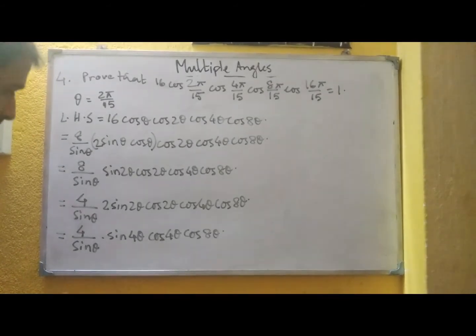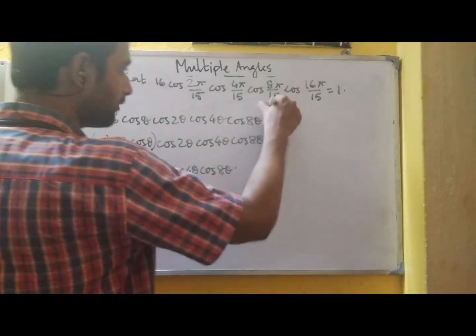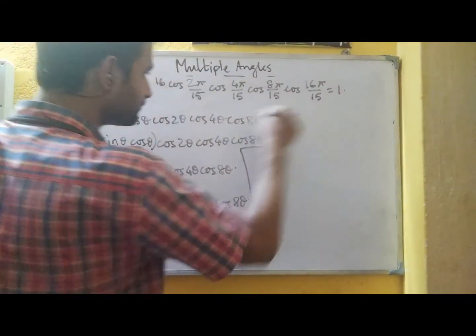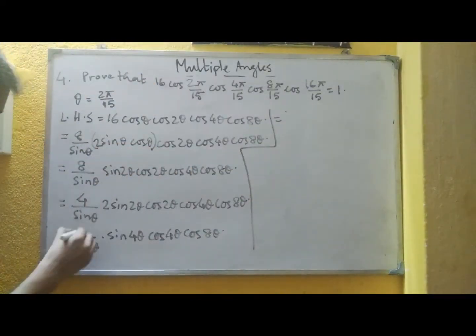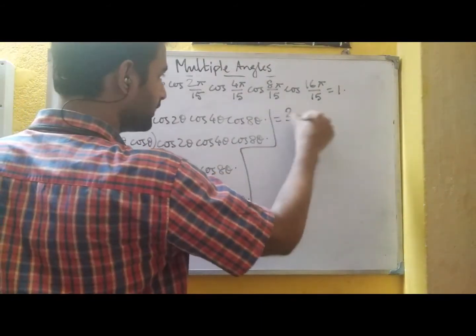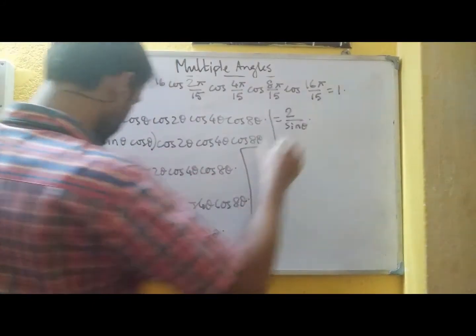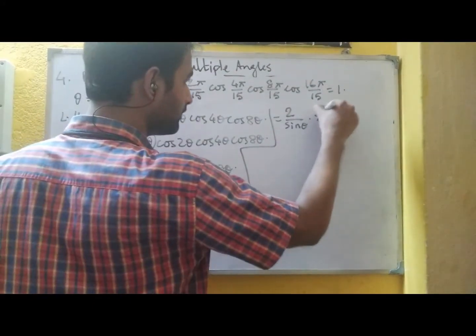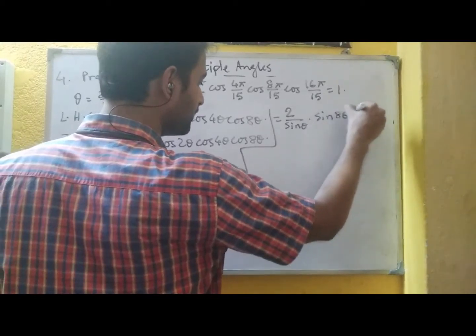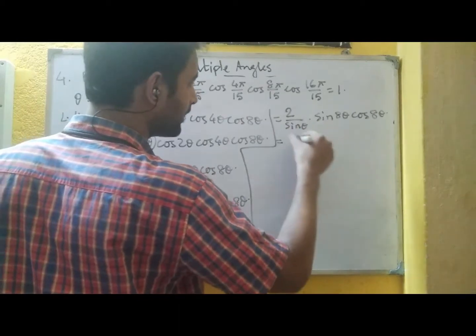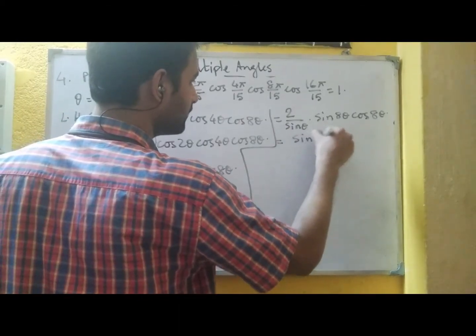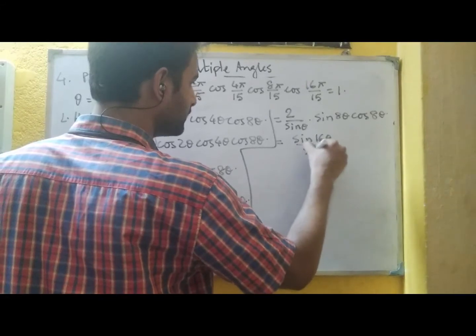Okay, so then see, again it is in the form of sin 4 theta cos 4 theta. So again we need a 2. We can take a 2 factor out, so we can write it here. It is 2 into 2 of this, and we can write it as 2 by sin theta into sin 8 theta cos 8 theta. And finally, we can write it as sin 16 theta divided by sin theta.